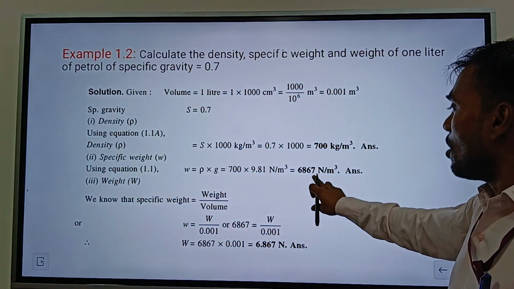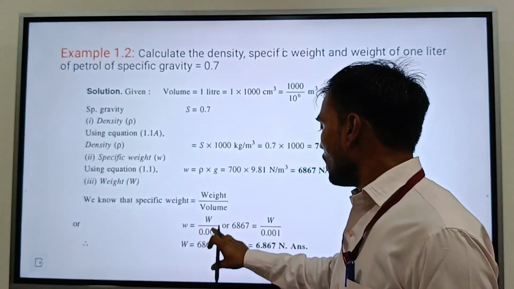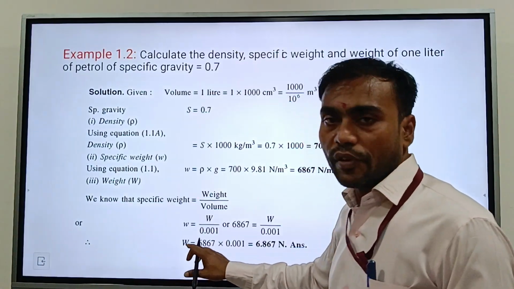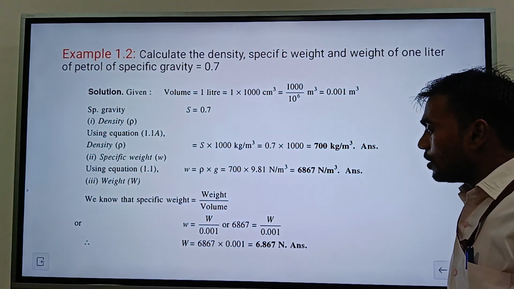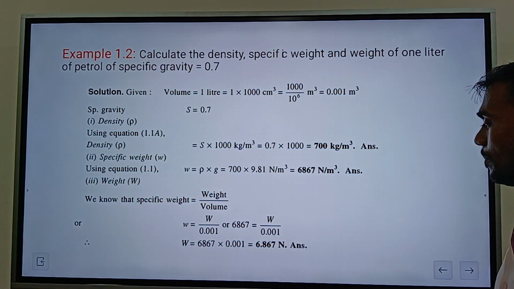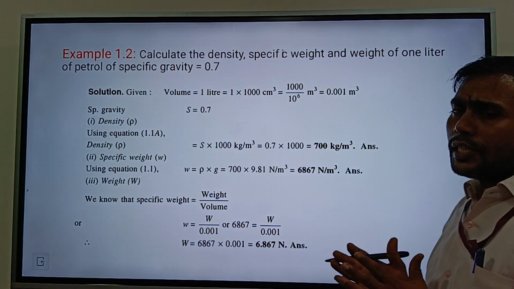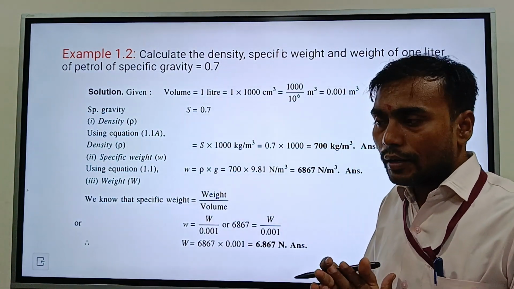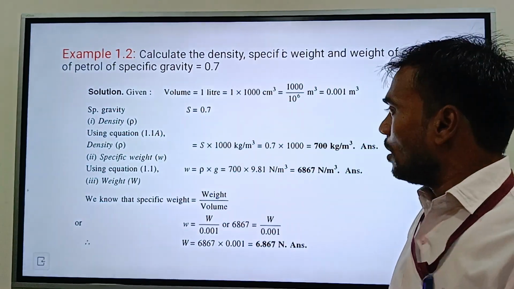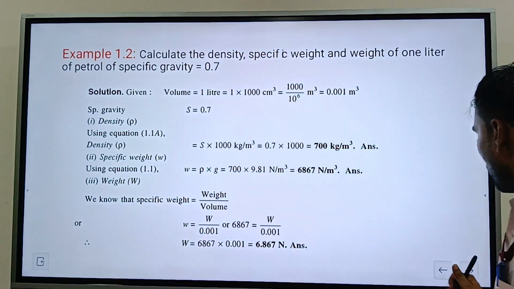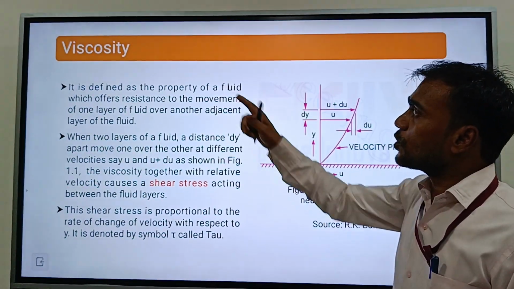Specific weight is 6867. So put in the value of the specific weight, and the final value of capital W, meaning the weight of petrol, can be calculated as 6867 into 0.001. It will be equal to 6.867 Newton. Okay. So these two examples are based on the basic parameters, that is the mass density, specific gravity, and other parameters. Let us move towards the next topic, that is the viscosity.